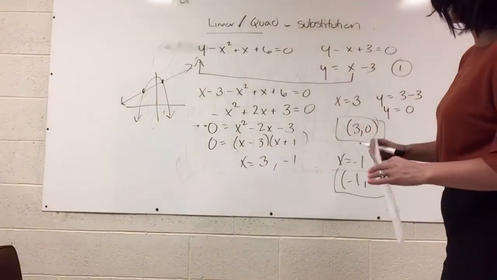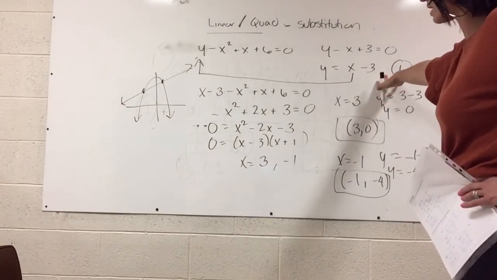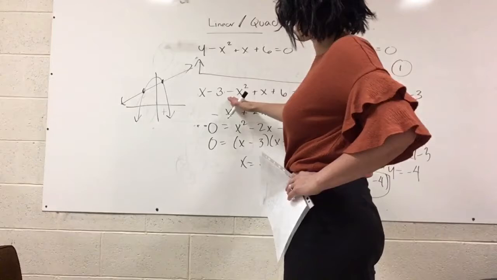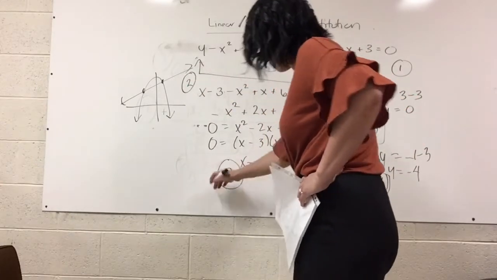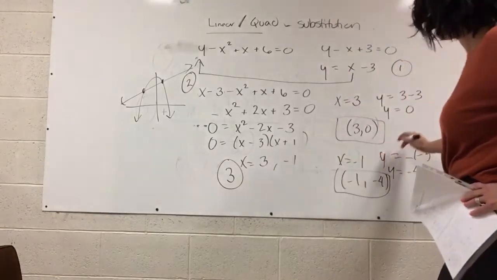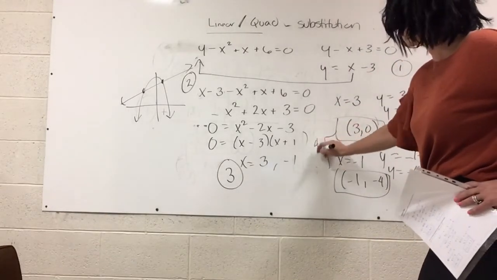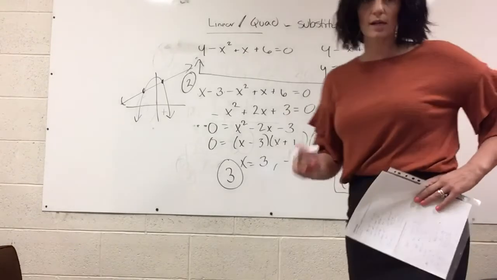So again, your steps for doing linear quadratic substitution, step 1 is to rearrange one equation for either x or y. Plug that in the other equation is the second step. The third step is to solve for that variable that's left in the equation. And then step 4 is to find the other variable you haven't at that point solved for. So there you go, that's linear quadratic substitution.